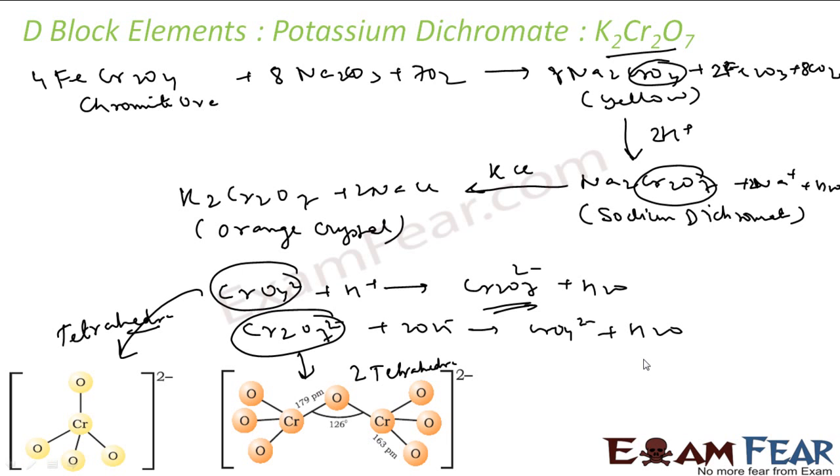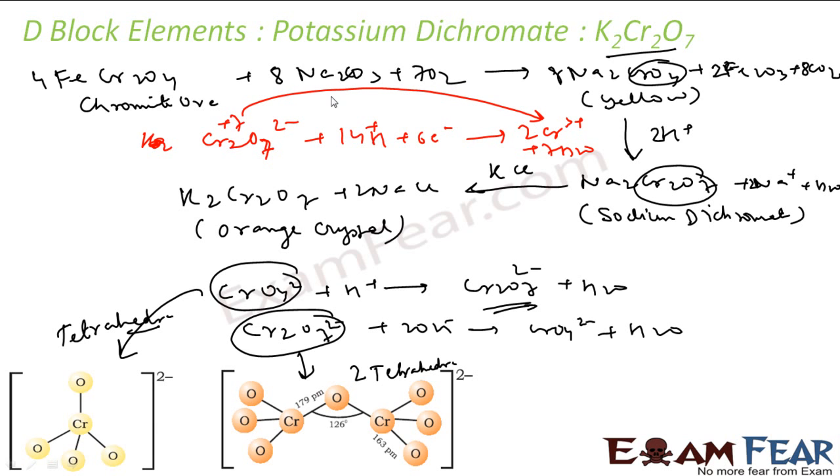Potassium dichromate is a very strong oxidizing agent, and it is used as a strong oxidizing agent in industry. For example, take Cr2O7 2-. If you react it with acid, it takes electrons and becomes 2 Cr3+, and it gives some water molecules. The +6 oxidation state becomes +3, so it gets reduced, and thus it is a good oxidizing agent.